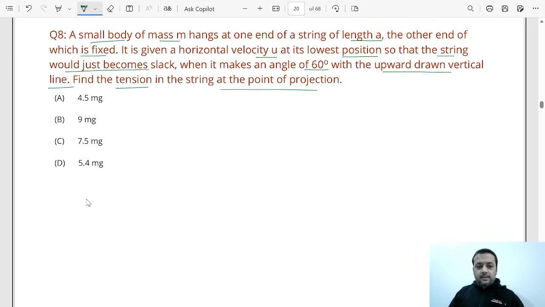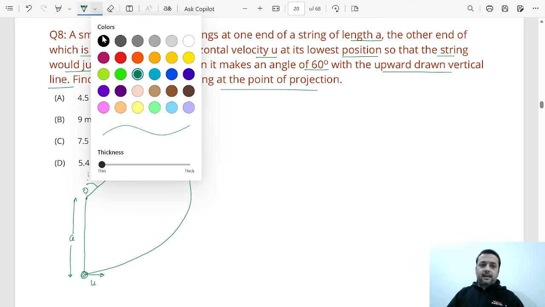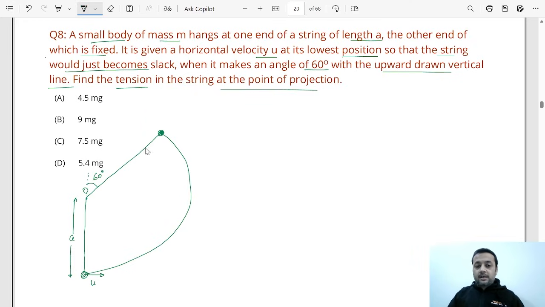So what is happening here? It's a question of vertical circle, as you would have identified. Let's say O is the fixed point, and let's say the length of the string is a. Now see, as per the question, we give speed u at this location, and when the string rotates like this, somewhere over here, when the string has reached like this and this angle is 60 degrees, in this situation the string becomes just slack. What does this mean? That tension has become zero right now.